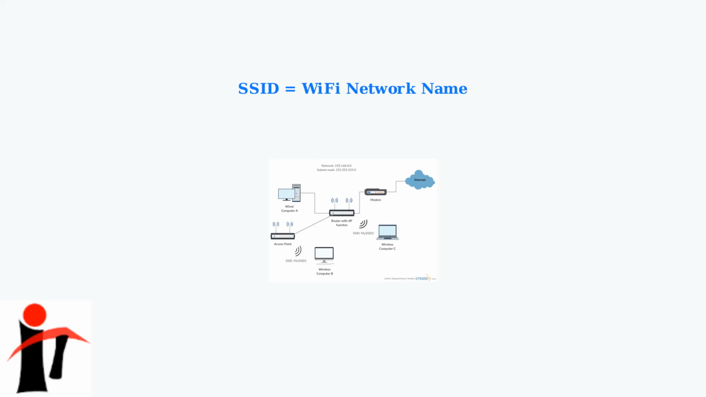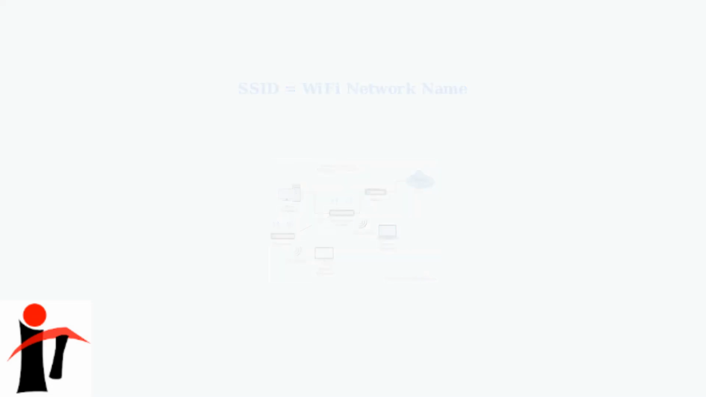SSID stands for Service Set Identifier. It's simply the name of your Wi-Fi network that appears on your devices when you're looking for networks to connect to. When your Starlink SSID isn't showing up, there are 4 main reasons this typically happens.